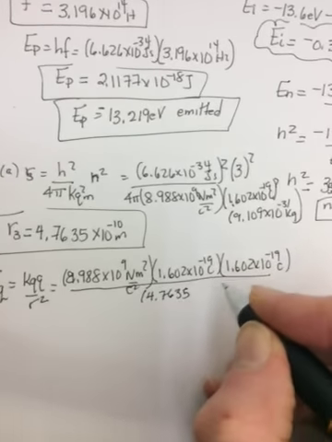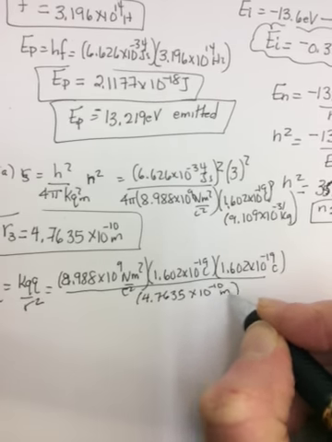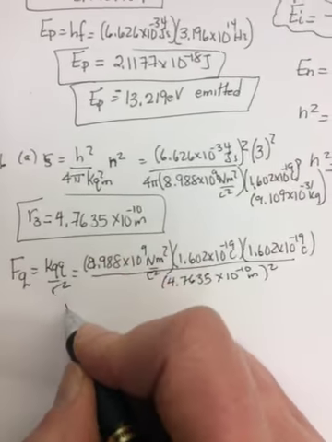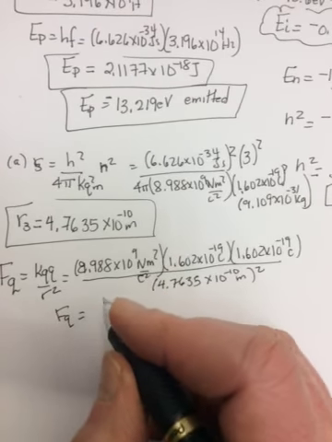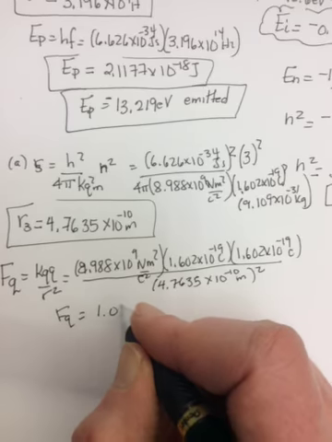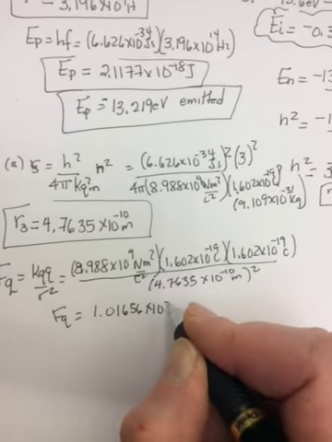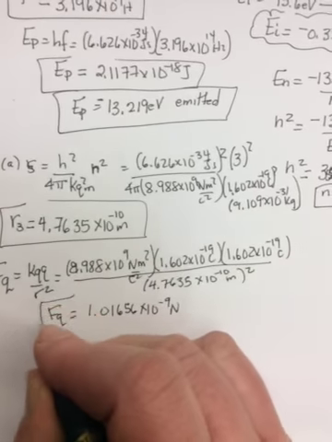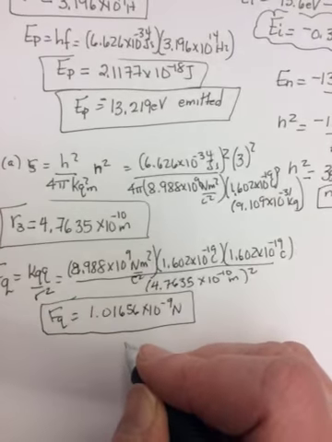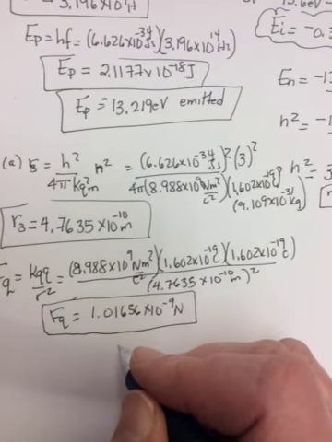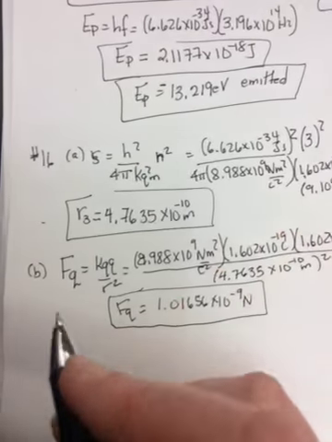4.7635 times 10 to the negative 10 meters squared. Okay, and so when you do this, you should get an FQ of 1.01656 times 10 to the negative 9 newtons. Once you get that, then part C says, find the centripetal acceleration of the electron.